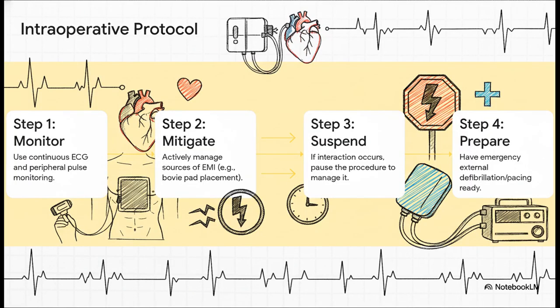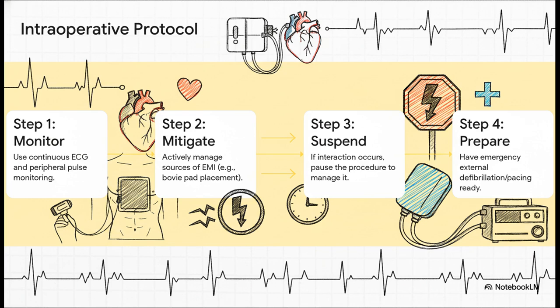All right, now we're in the OR, and it's all about being vigilant and prepared. First, continuous monitoring is an absolute must. And I don't just mean the ECG. You need a peripheral pulse monitor, like a pulse ox or an art line, running the whole time. The ECG can lie to you during EMI. It might look fine, but the pulse will tell you the truth.